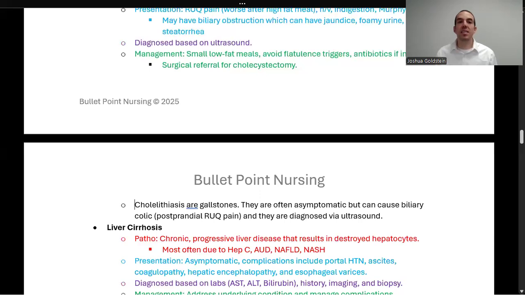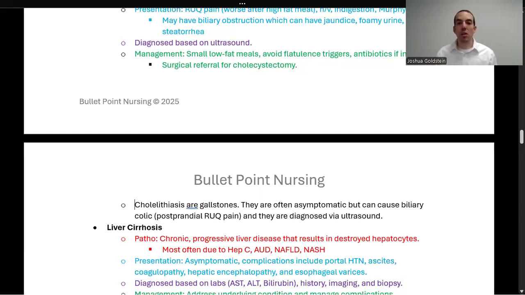This is diagnosed based on an ultrasound. Again, I said we prefer an ultrasound where possible. And for the treatment of this, we're going to have the patient eat small, low-fat meals. They're going to avoid flatulence triggers, anything that makes them gassy. We're going to give them antibiotics if they have cholecystitis. If it's an infectious cause, then we're going to give them antibiotics as well. And they may need surgical referral for a gallbladder removal, which is called a cholecystectomy.